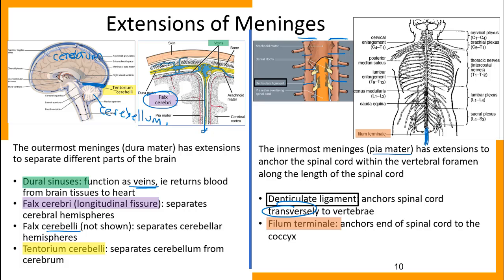And you've got another extension of the pia mater right at the end of it called the filum terminale. So this filum terminale extends from the end of the spinal cord and it basically anchors the spinal cord to the coccyx. So with these two extensions, you have the spinal cord over here, you've got the filum terminale, and then you've got the denticulate ligaments. These basically anchor the spinal cord so it doesn't bounce around and doesn't wiggle up and down and move side to side when we're actually living life.